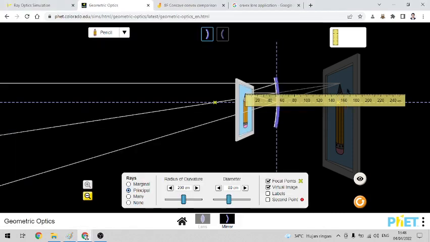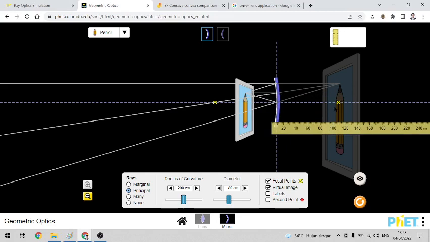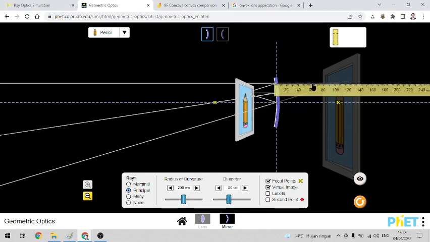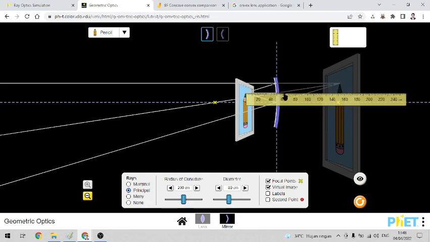Okay, let's check with the simulation. Behind the mirror, it's correct, right? And then 100. Let's see. Oh, not right. Wait.